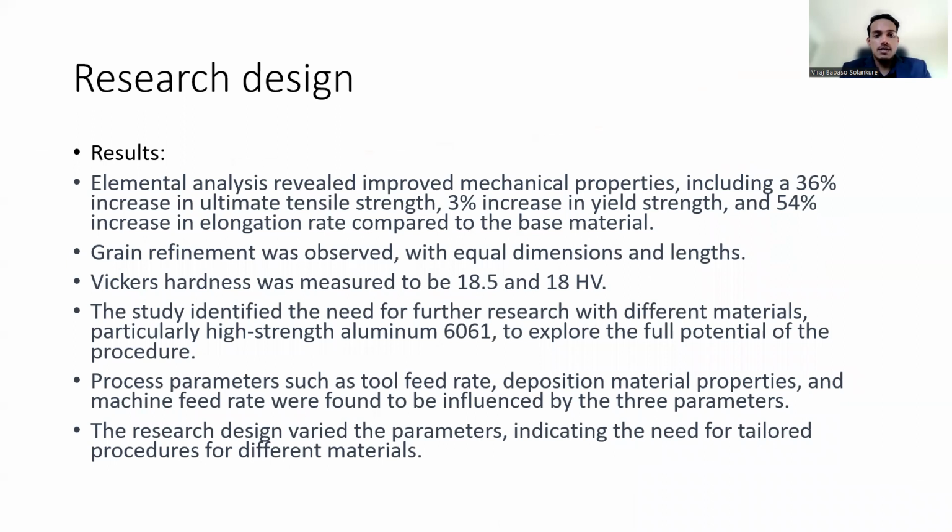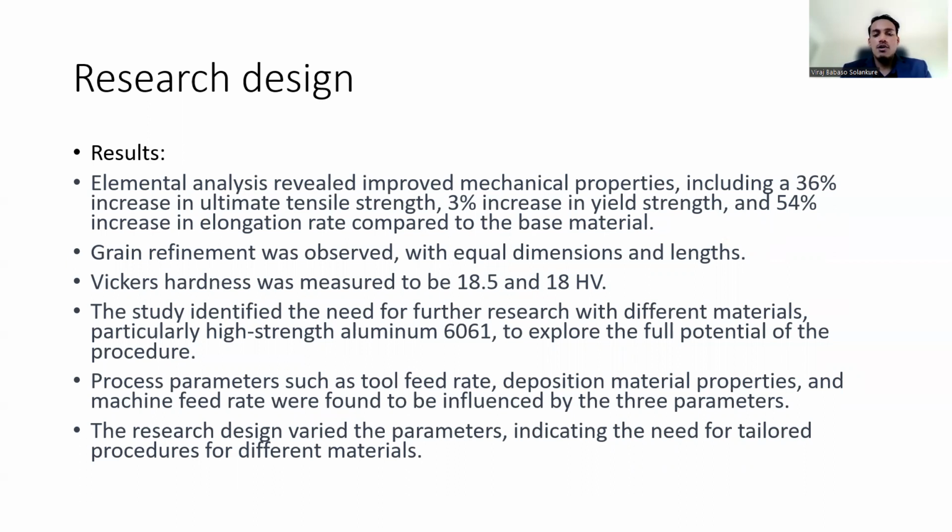The results of this test, from elemental analysis, showed improved mechanical properties, including a 36% increase in ultimate tensile strength, a 3% increase in yield strength, and a 54% increase in elongation compared to the base metal. Then grain refinement was observed with equal dimension and length. Vickers hardness was measured to be 18.5 and 18. It reduced because some voids were seen.